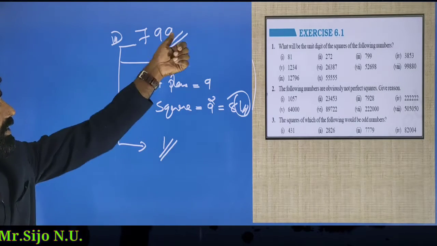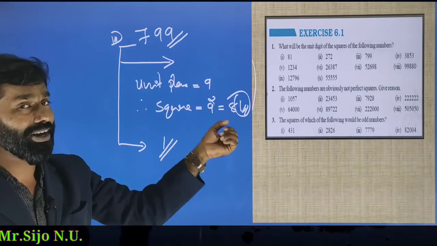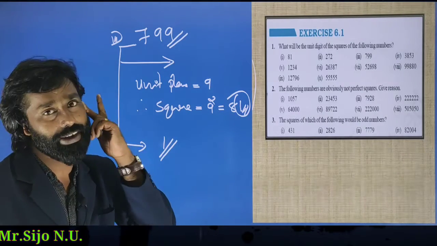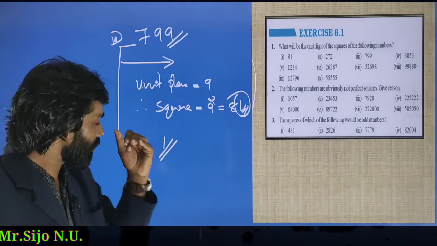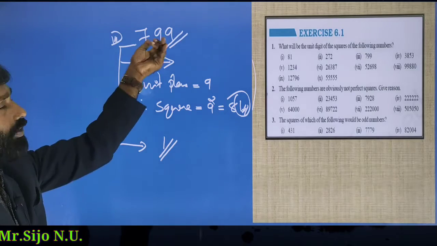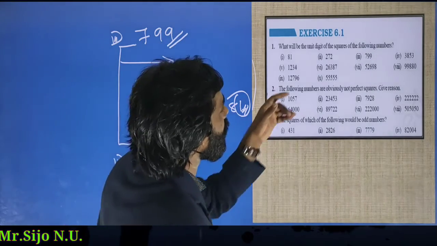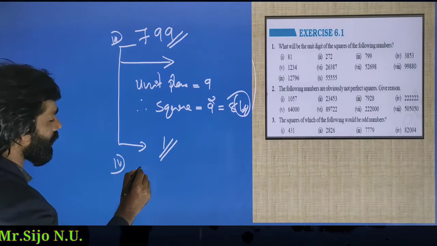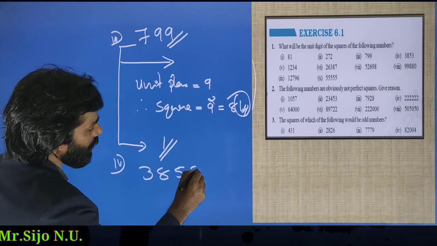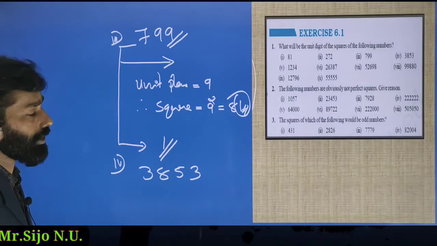How are we getting this? We take the unit place digit first, and that is 9. Its square we are calculating mentally. It should be 81. So its unit place is 1. That should be the unit place of the square of this number. Then what about the next question? The next number is 3853. This number's square's unit place digit we have to find out.